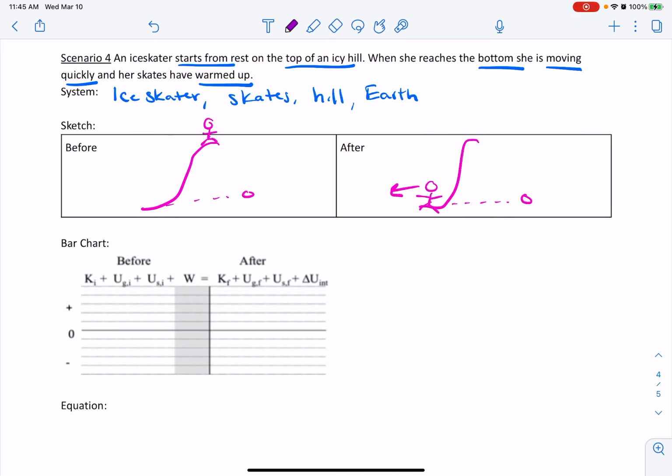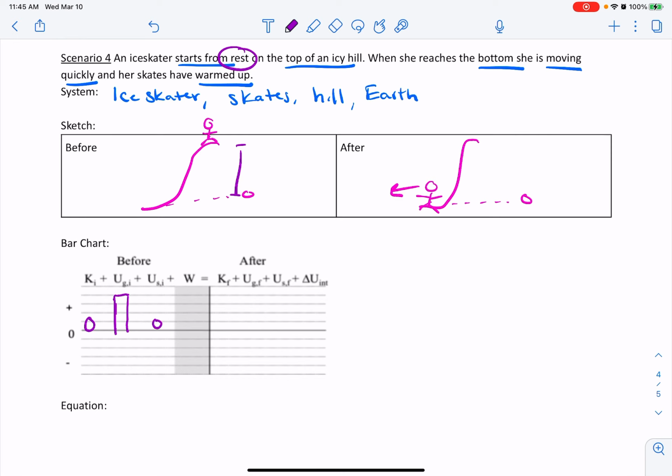Okay, so initially she starts from rest. That means she's not moving, so she has 0 kinetic energy. But she's at the top of an icy hill. We set our 0 here at the bottom. So the top is going to have gravitational potential energy. Okay, let's make that like this. I'm gonna make it 4 high. You can make it however high you want. Does it have elastic potential energy? Well, here we have no elastic objects, no springs, no rubber bands. So I'm gonna put a 0 there.